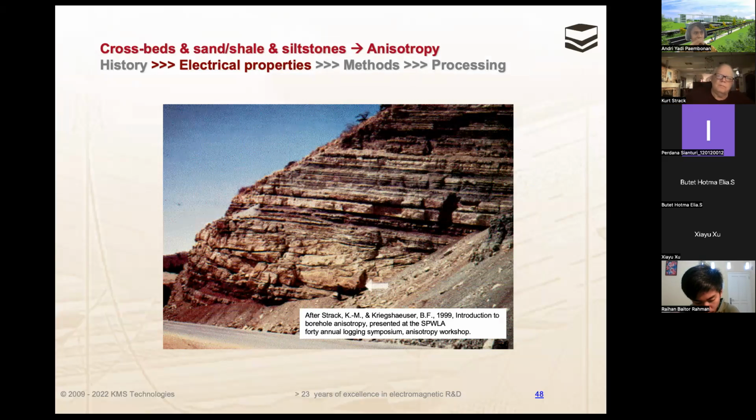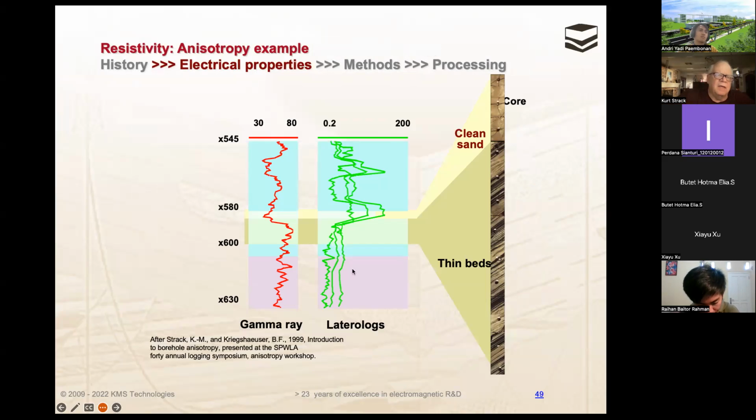We are now going to anisotropic logging tools, anisotropy tools, or 3D induction logging tools. And again, let me repeat the anisotropic formation that we saw before. And here is an example from Shell that they published in the early 1990s.